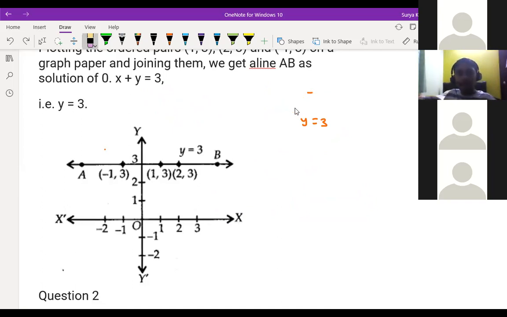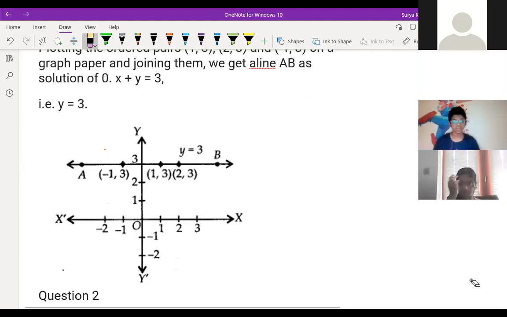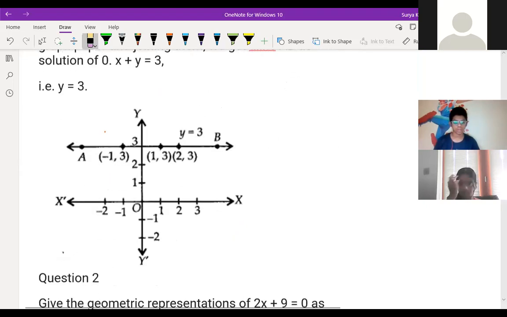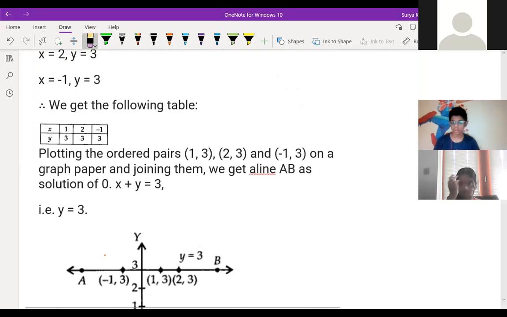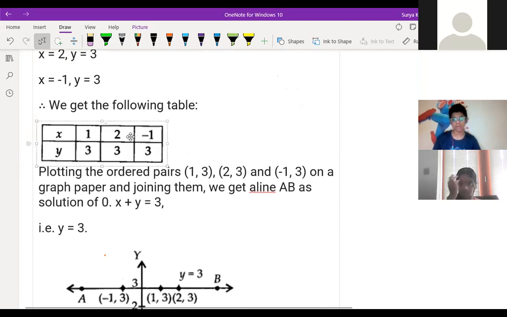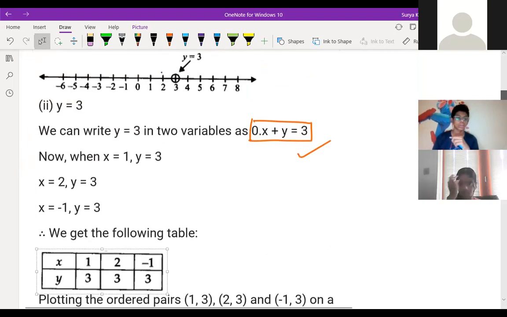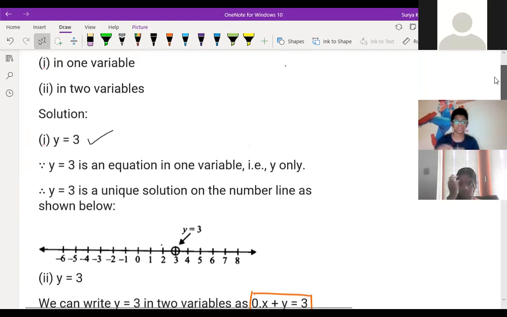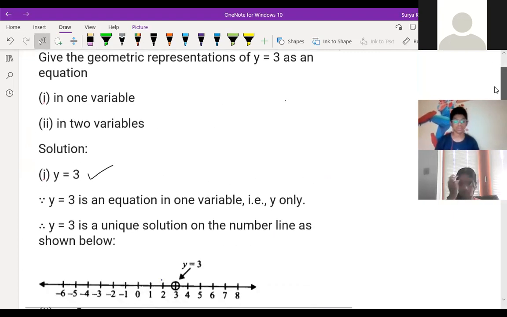So children, you can draw in one variable as well as two variable. Yes, sir. Okay, fine. So question number 1, no one having doubt? No, sir. Now see this one, they are putting the value of x, 1, 2, -1, whatever they are putting, they're getting the value as 3 only. So you can represent y is equal to 3 in two ways, either single variable or two variables.